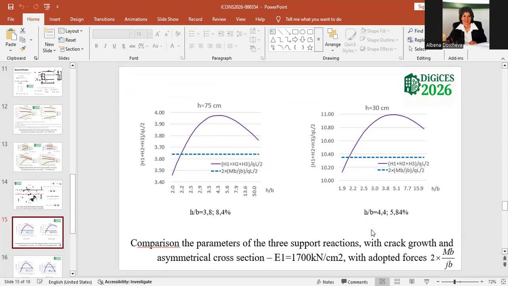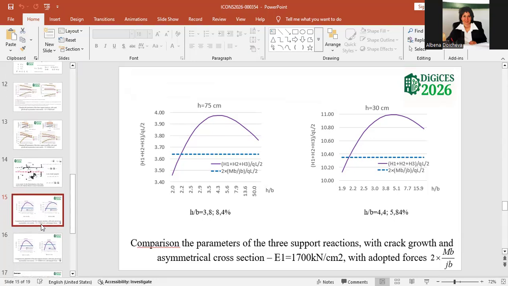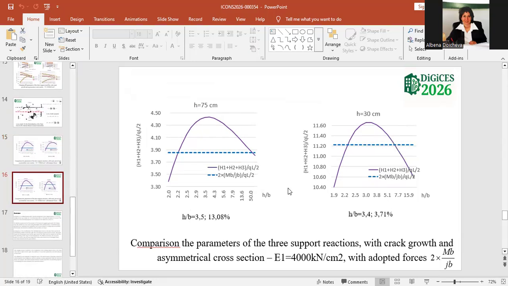The difference for cross section 30 by 30 is about 6% between our shear force and the shear force calculated with the adopted method of the literature. When we have high strength concrete, the difference between the two methods for section 75 by 75 is about 13%, and the difference for section 30 by 30 is about 4%.